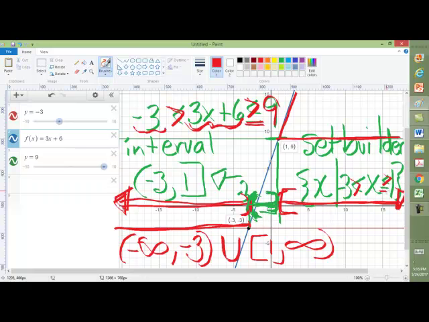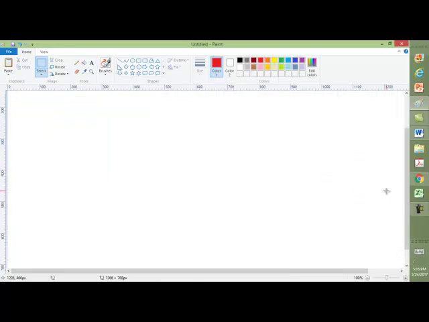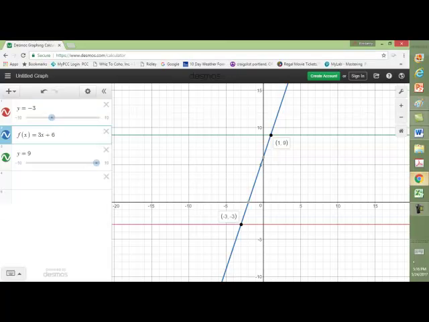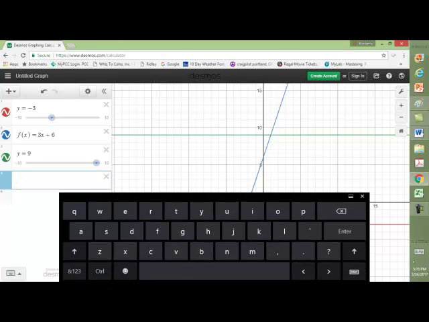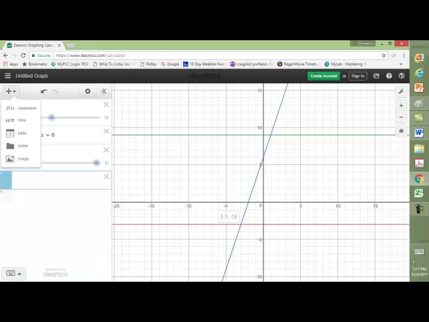Now, let's take a look at the table for this one. We're going to go ahead and go back to Desmos, and I'm going to create a table. Notice that I used an f of x on that blue.